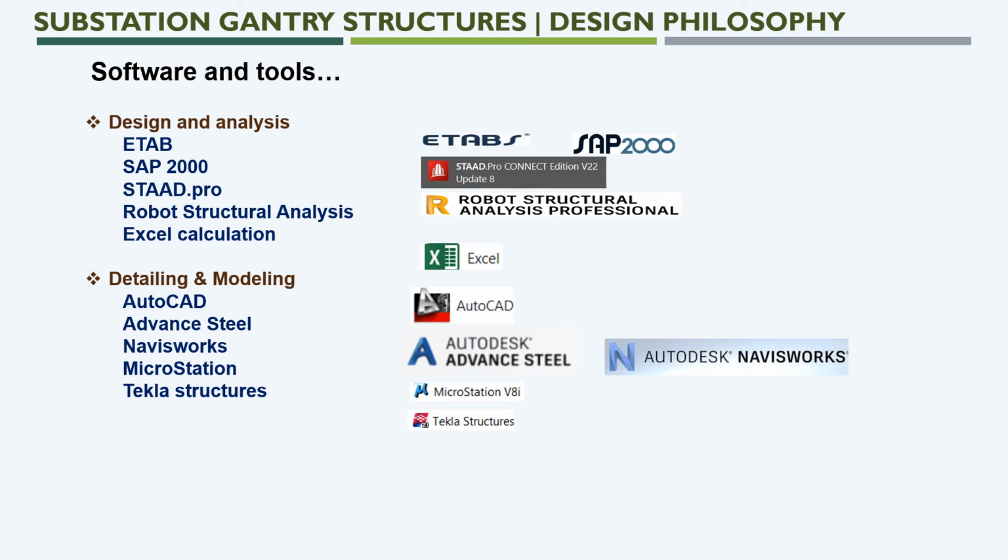For detailing and modeling of gantry structures, we can use AutoCAD for 2D, Advanced Steel for 3D, Navisworks also for 3D, but we cannot do a detailed view in Navisworks. It is for a tentative view we can show in 3D. MicroStation 2D also possible and 3D also possible, but doing 3D in MicroStation is difficult for gantry structures, so it is better to go for 2D alone. And Tekla Structures is a compatible tool to do these gantry structures.